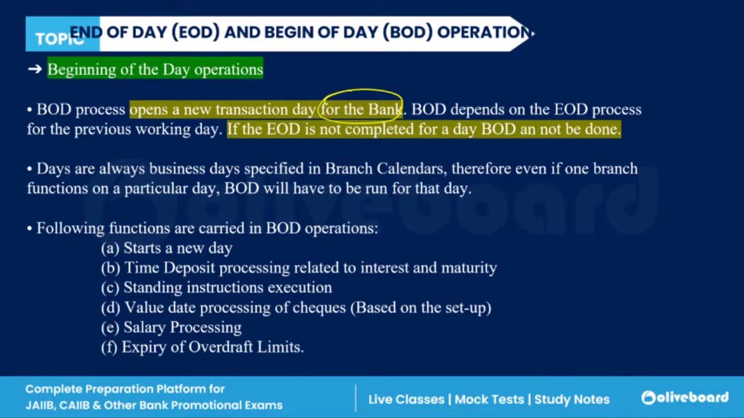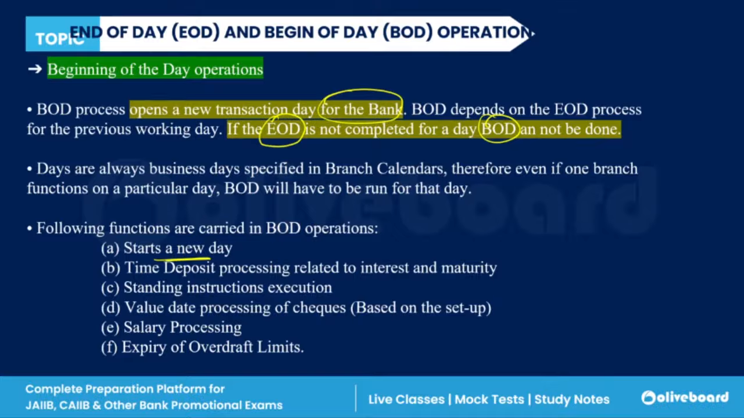For the beginning of the day operation, there are different types of transactions which you need to have. Now, if the end of the day transaction for the previous day is not completed, first you have to complete the end of the day transaction and only then can you begin the beginning of the day transaction, right? So there are some functions in the beginning of the day operations. First of all, you have to start a new day. The very first thing is you have to start a new day, right?